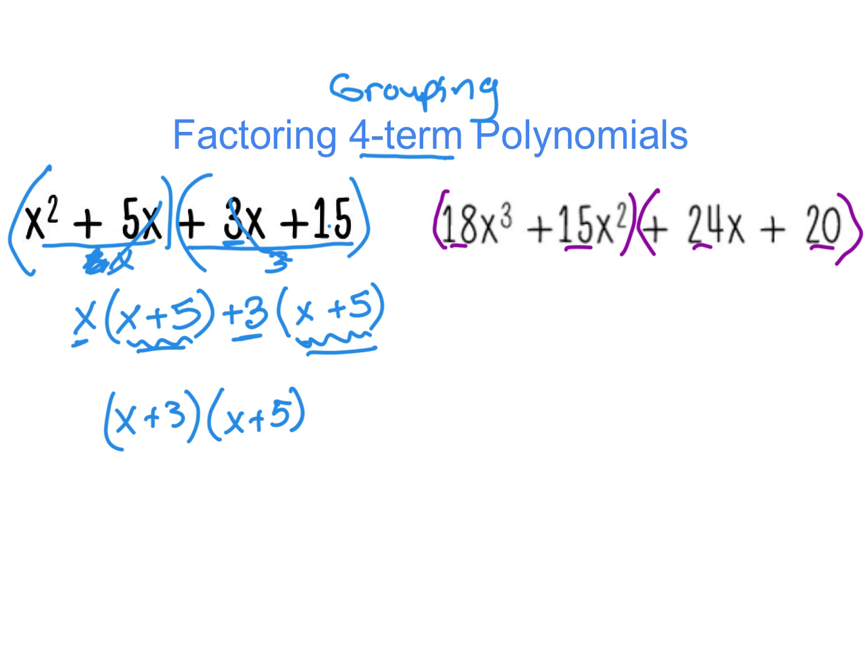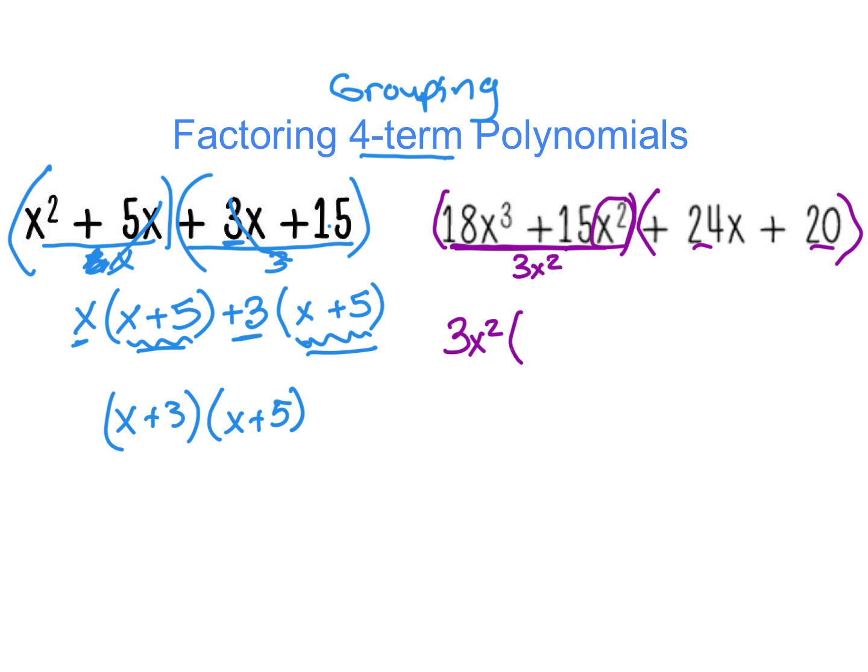Okay, so I'm going to look at just this first one here, and I'm looking to say, what can I pull out of both? Well, I can pull a 3 out of both, but that's not it. They both have x's. Whenever they both have the same variable, I'm going to look at the one with the smaller degree, and I'm going to pull that whole thing out. So I'm going to pull 3x squared.